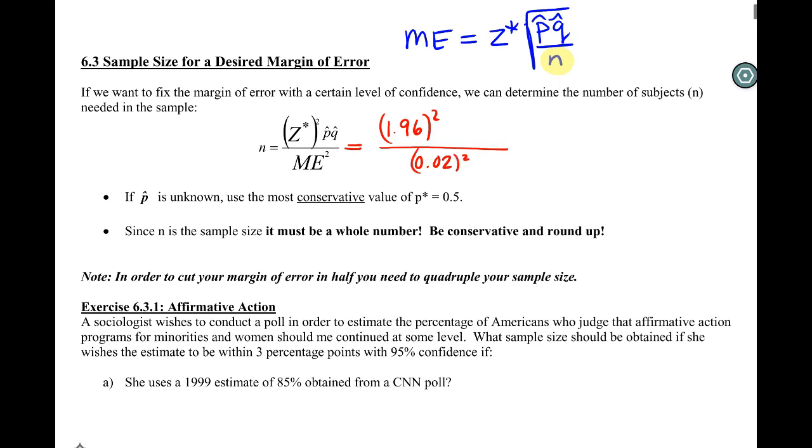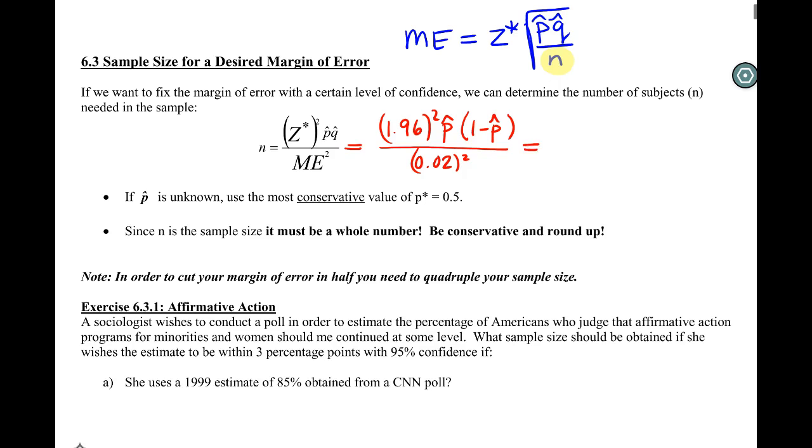But there's no way before you go out and take a sample to know what p hat's going to be. We can use estimates from prior samples, especially if we were the CNN poll. We could use the last p hat that we had as an estimate. But if we don't know that, let's go ahead and rewrite q hat as 1 minus p hat.